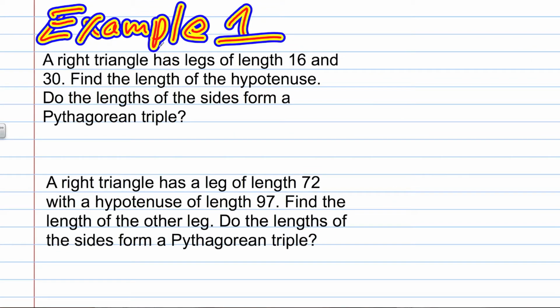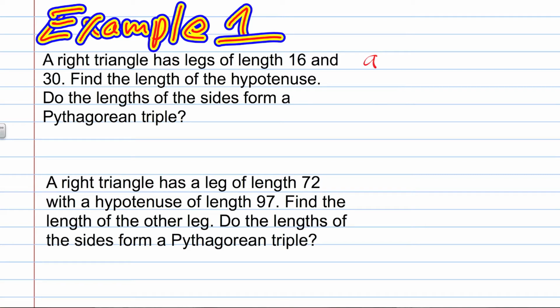In example 1, we're going to be finding the length of the hypotenuse when we know the length of the legs, and here we're going to be finding the length of a leg when we know the length of the hypotenuse and a leg. So let's read the first part here. A right triangle has legs of length 16 and 30. Find the length of the hypotenuse. Do the sides form a Pythagorean triple? We'll answer that when we're done finding the length of the other side here.